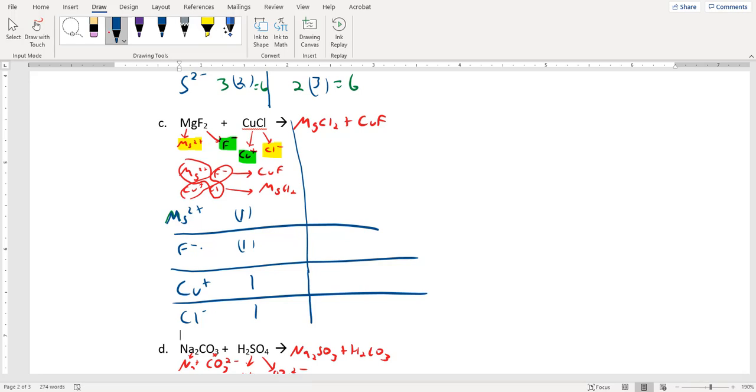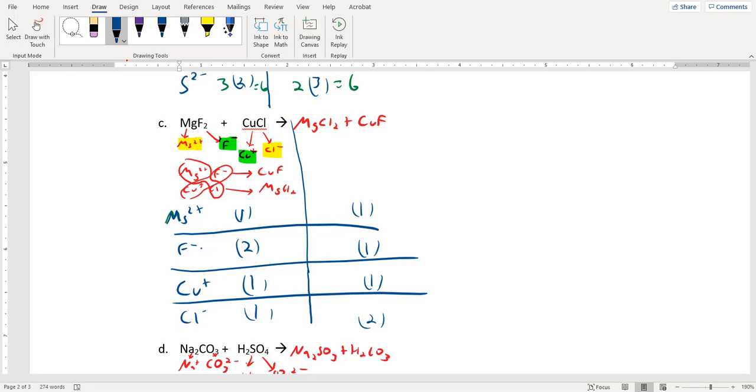Did I make any mistakes? Yes, I did. This one right here has 2 fluorides. Let's go with the right-hand side. There's 1 magnesium. There's 2 chlorides. There's 1 copper and 1 fluoride.